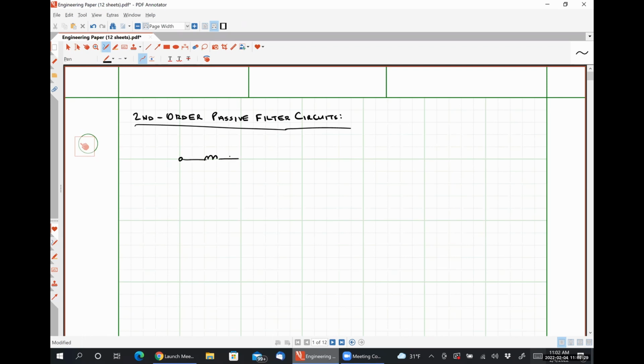inductance j omega L in series with a capacitance 1 over j omega C in series with a resistance R. And we're going to take the voltage drop at the output to be the voltage over our resistor.